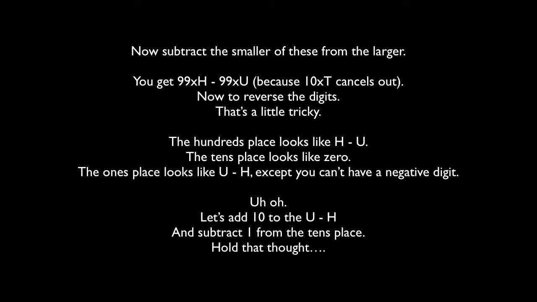Now subtract the smaller of these from the larger. You get 99 times h minus 99 times u, because the 10 times t cancels out. Now to reverse the digits. That's a little tricky. The hundreds place looks like h minus u. The tens place looks like 0. The ones place looks like u minus h, except you can't have a negative digit. Uh-oh, let's add 10 to the u minus h and subtract 1 from the tens place. Hold that thought.